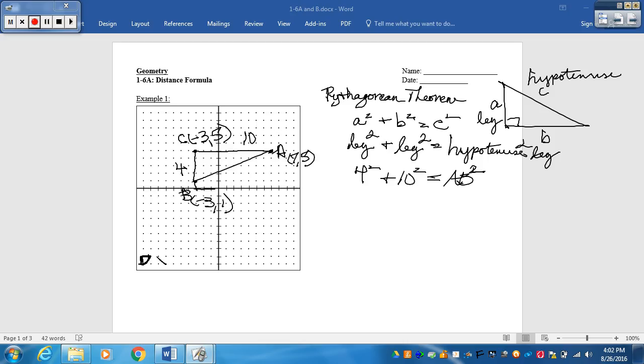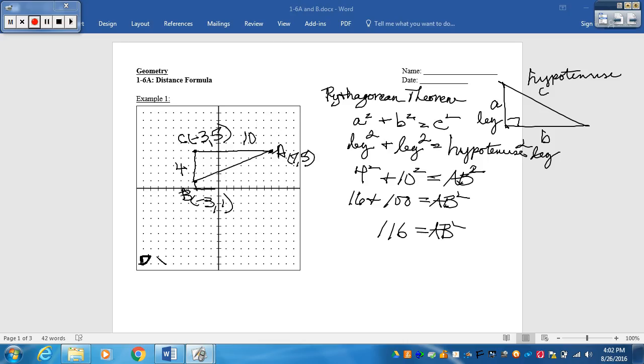So from there, we just have to work things out, order of operations. Okay? So what's the order of operations say first? Well, it says to square. Okay? So I'm going to square things. Use the exponent. So 16 plus 100 is equal to AB squared. Okay? Then it says to go ahead and combine like terms, or to add. So I'm going to go ahead and take 116 is equal to AB squared. Now I want to get AB by itself. And I know you guys talked about this a little bit last year, but how do you undo a square?